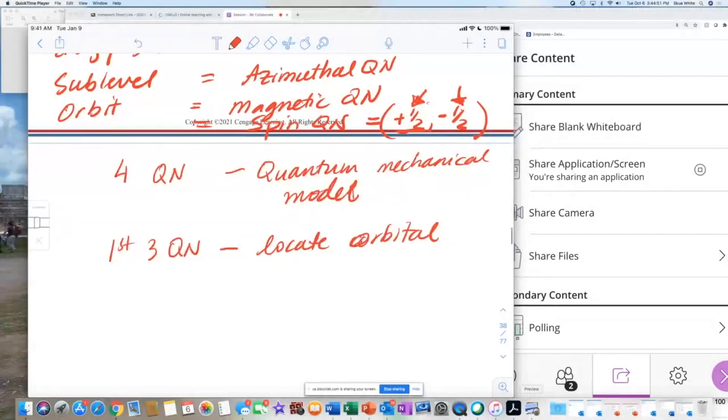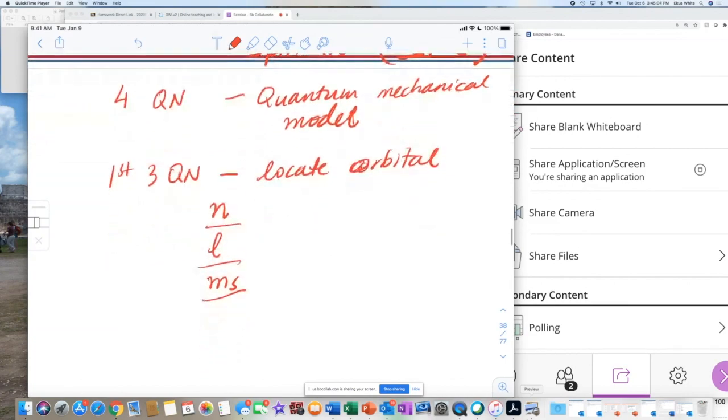The first three quantum numbers are your energy level n, your sublevel l, and then your specific shape m sub l. And these together help you figure out the orbital. Okay, and then of course we have the fourth quantum number, which helps you to determine the spin of the electron.